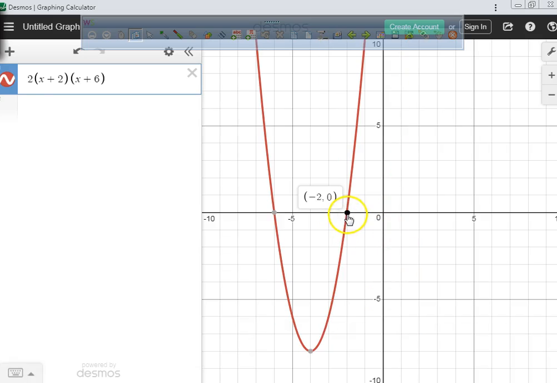All right, so automatically, what do you see? There's a -2, 0. There's a -6, 0. Hey, look where my vertex is: -4, -8. So now I have 3 points. Once you have 3 points, can you plot a parabola, a quadratic function? You can plot it. So we're going to take those 3 points and plot them. And that's it.